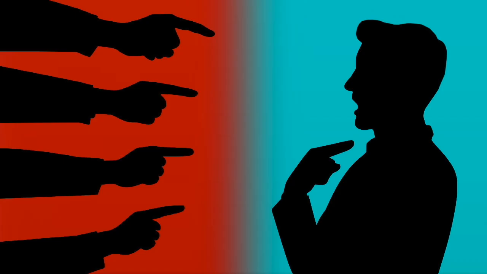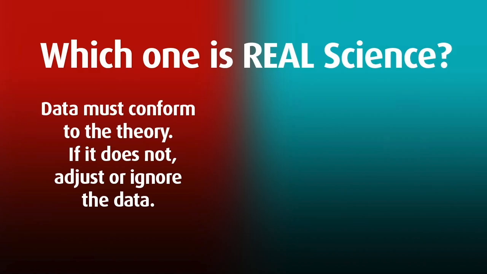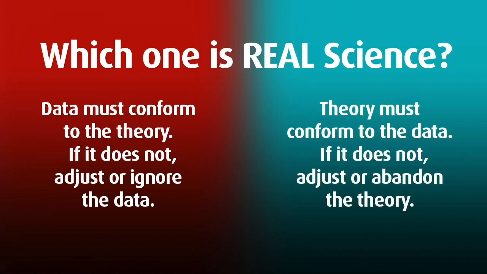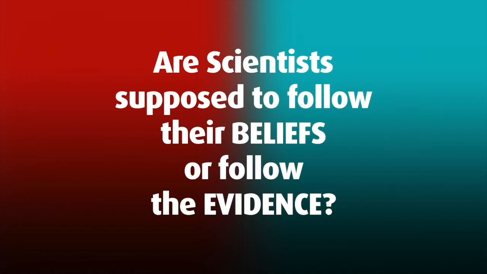Now, historically, scientists have accused creationists of doing this, but it's becoming increasingly clear that it's the scientists that won't accept the new data and that won't accept the logical conclusions of what that data provides. Back to our original question, which one is real science? The data must conform to the theory. If it does not, adjust or just ignore the data. Or the theory must conform to the data. If it does not, adjust or abandon the theory. Are scientists supposed to follow their beliefs or follow the evidence? I think we all know they're supposed to follow the evidence.